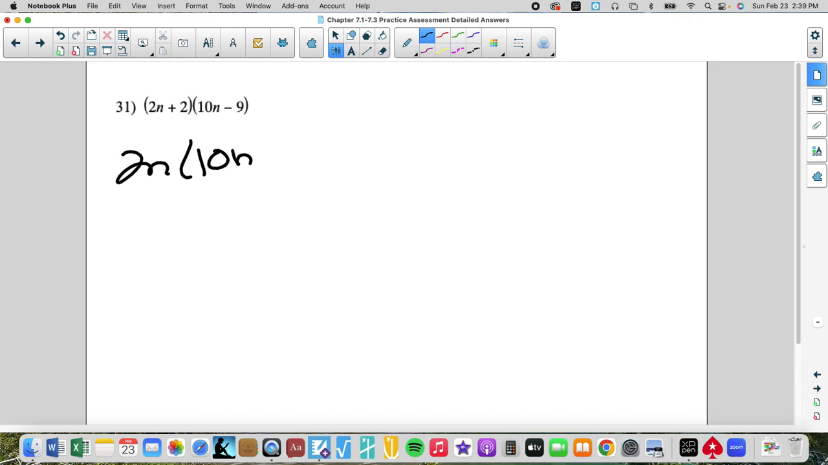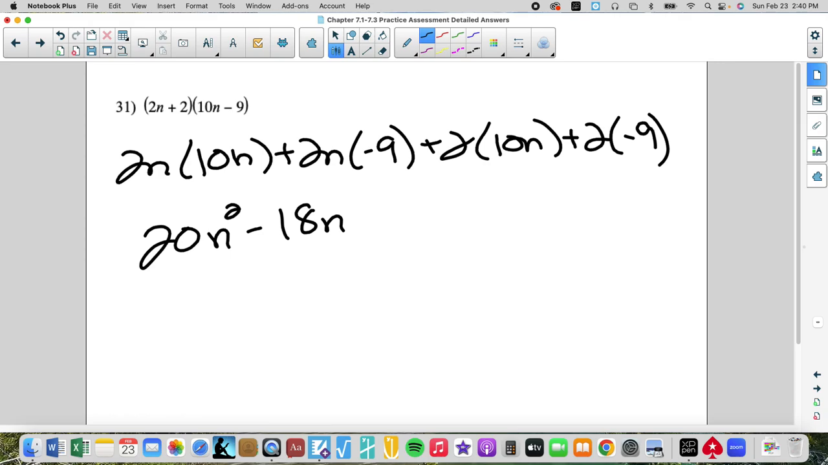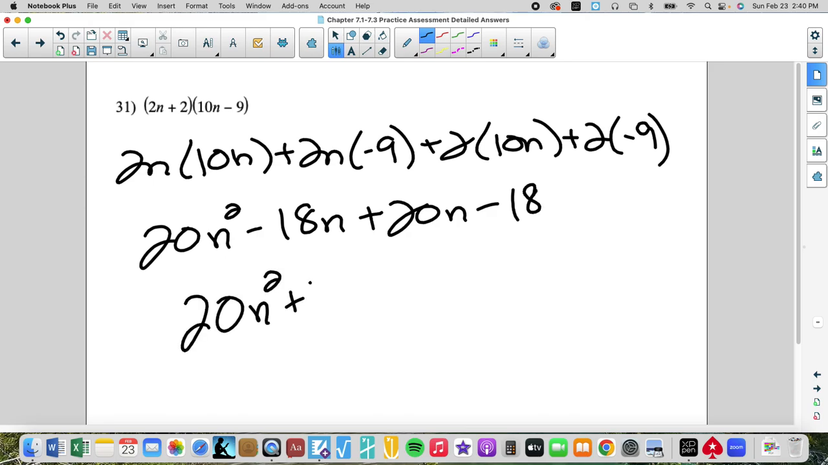2n times 10n plus 2n times negative 9 plus 2 times 10n plus 2 times negative 9. 2n times 10n, 20n squared. 2n times negative 9, negative 18n. 2 times 10n, 20n. 2 times negative 9, negative 18. 20n squared plus 2n minus 18.